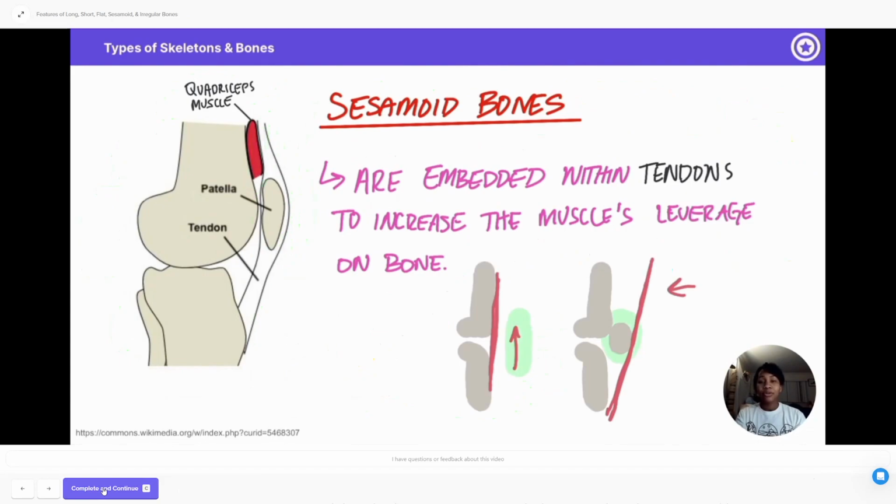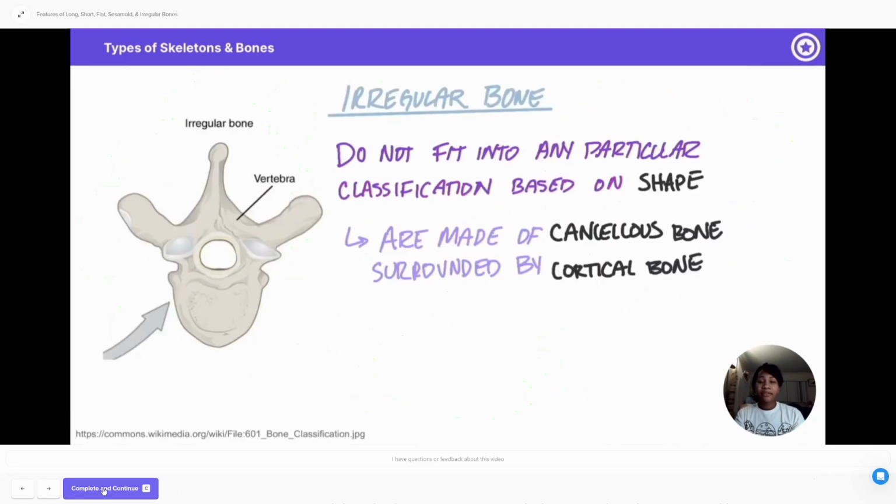The knee can now act as a fulcrum for the muscle to pull up and around over it and facilitate extension that way. And last but not least, we have irregular bones. Any bone that doesn't fall into the category of long, short, flat, or sesamoid is going to fall under the irregular category. And this is simply because we classify bones by shape. It's the easiest. And an irregular bone is going to be just like the other ones.